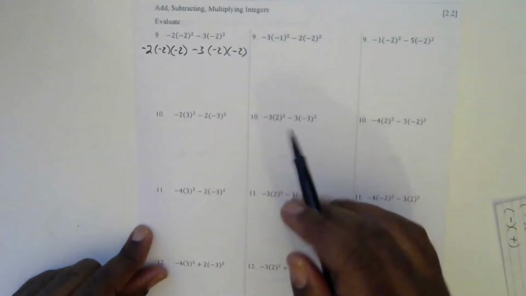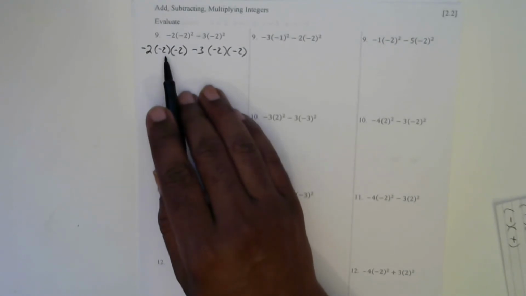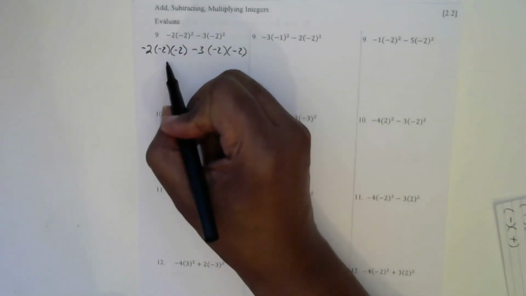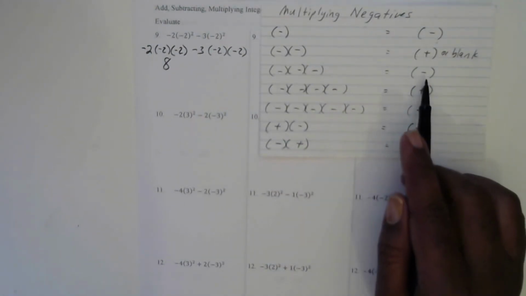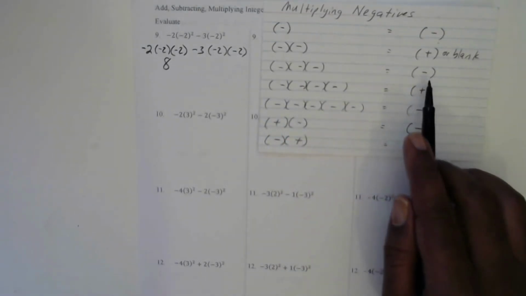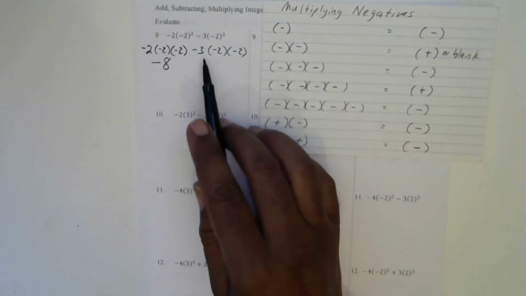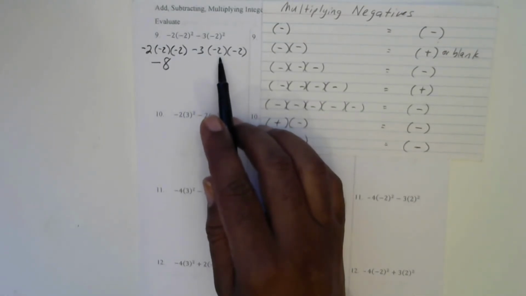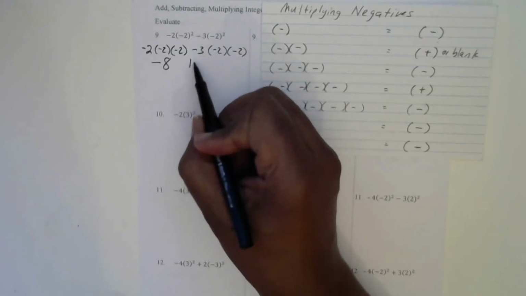All right, let's start the process of multiplication. Okay, 2 times 2 is 4, and 4 times 2 is 8. So this becomes an 8. There are 3 negatives, and the rule is that 3 negatives multiplied means your final answer is going to be negative. So this will be a negative 8. Now we'll multiply the 3 times 2, which is 6, and 6 times 2, which is going to be 12. So this is going to be a 12.